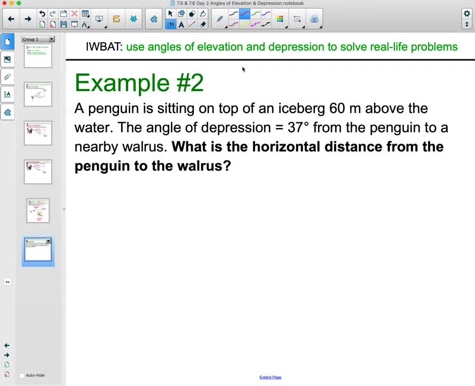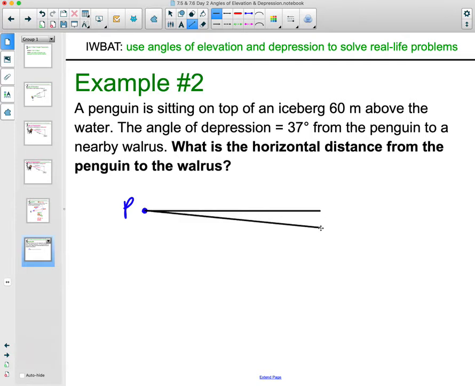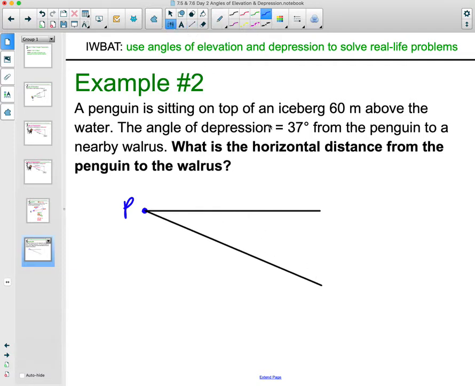Okay, so we've got this penguin. So I'm just going to put it here with just a dot. So this can be P. So we've got a penguin, and the penguin has an angle of depression. So remember, this is the horizontal out from the penguin, when the penguin just looks forward. Then the penguin is going to rotate its eyes down 37 degrees to see a walrus. Okay, so then there's a walrus down here. And this angle that the penguin had to rotate its eyes was 37 degrees. And then if you want to close off the right triangle so you can see the actual right triangle here, we would do that.